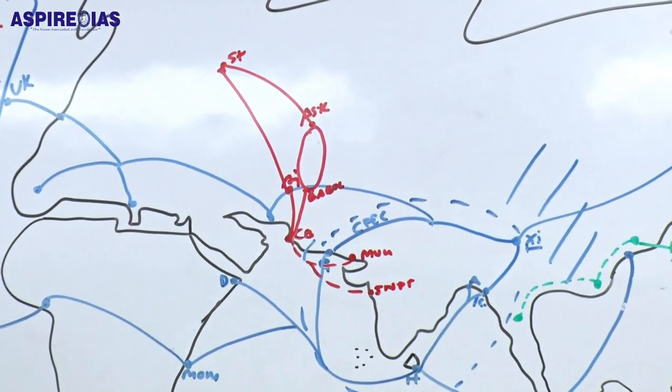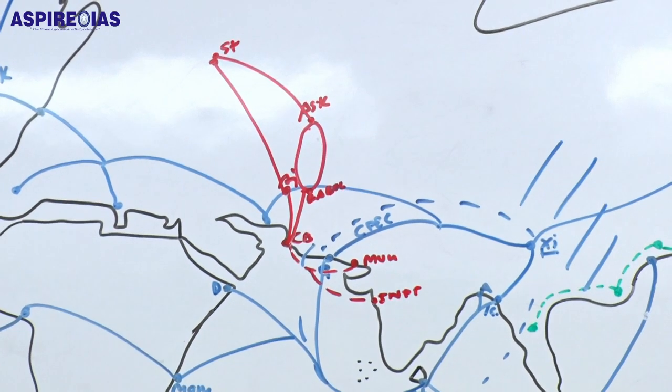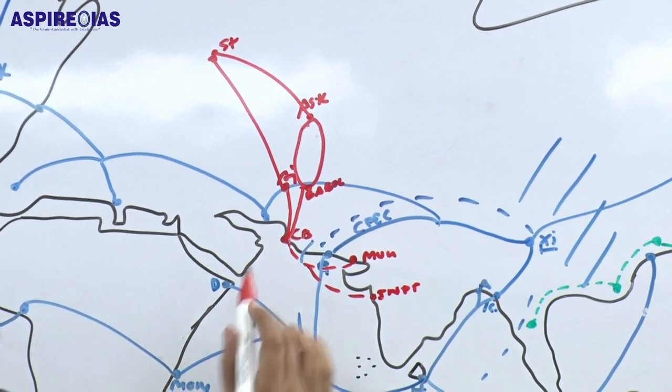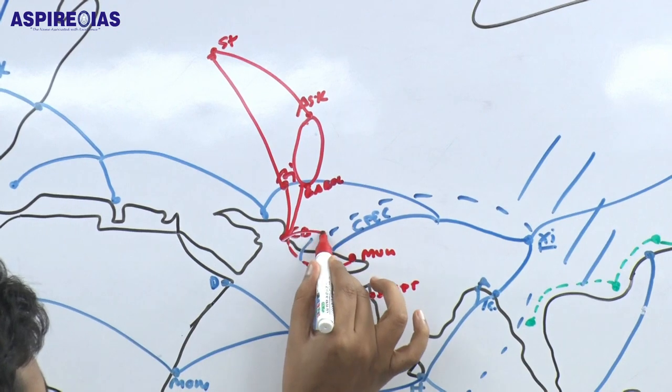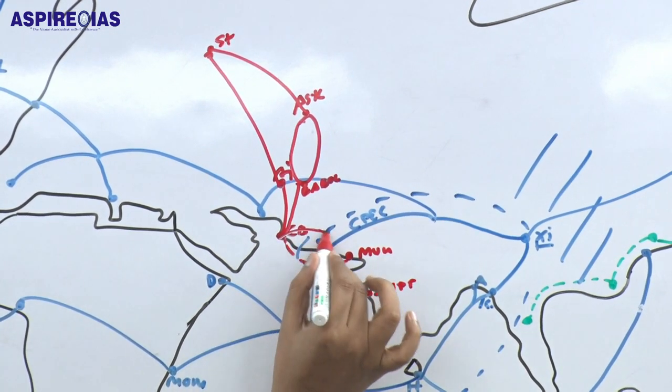Petersburg. This is the first route: Iran to Azerbaijan to St. Petersburg. Second route. From Chabahar we are making one road towards Afghanistan by the name of Chabahar Milak Road.